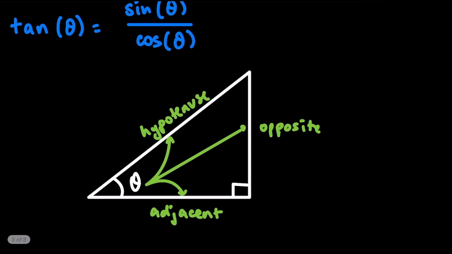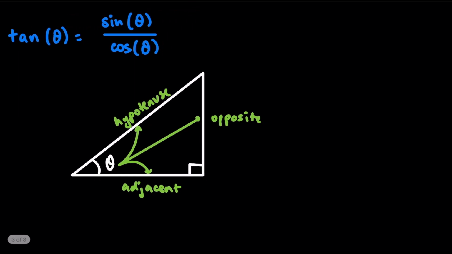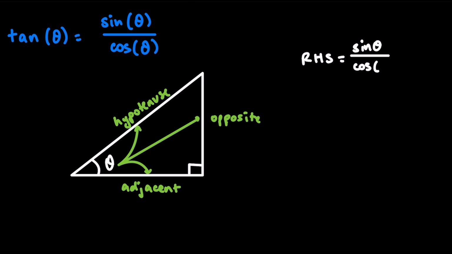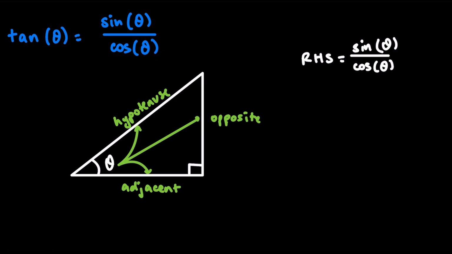So whenever we do a proof, or whenever we try to show something, we must always start with either the left-hand side or the right-hand side to prove our statement. So I'm going to start with the right-hand side of my equation, which says sine of theta over cosine of theta. So I need to try and somehow manipulate this and turn it into tan theta. So how can I do that?